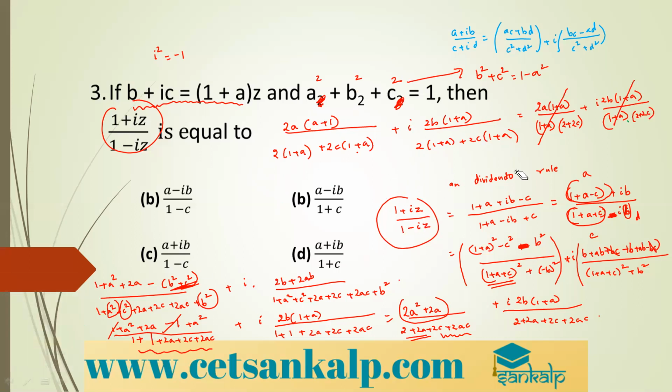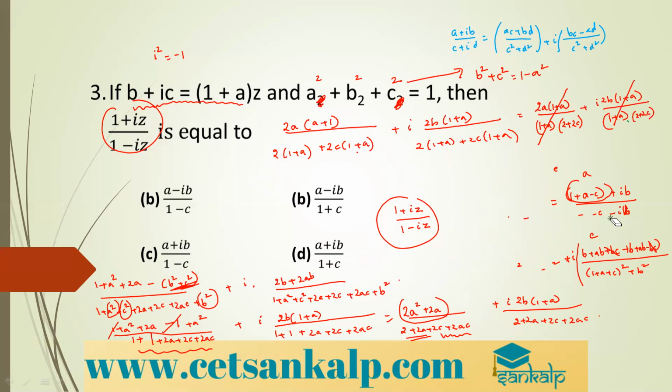Componendo dividendo rule. Actually, we were finding 1 plus iz. This is what we were finding. So I will write here. Let me erase this completely. The steps are a little bit longer. It is a little bit difficult to understand, but it is normal algebra: squaring, multiplying, taking common, dividing. That's why it will be easy.